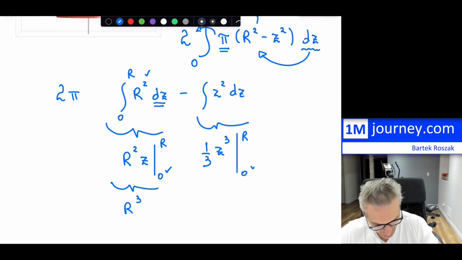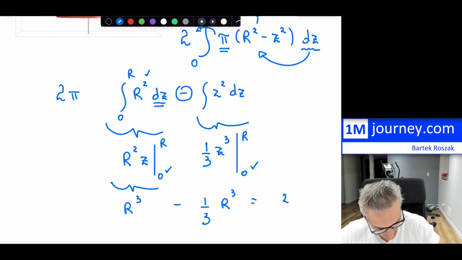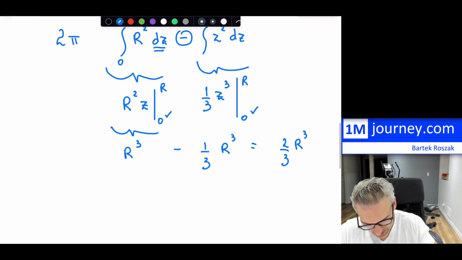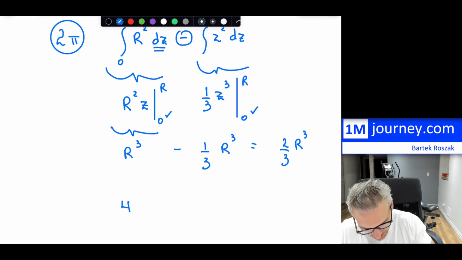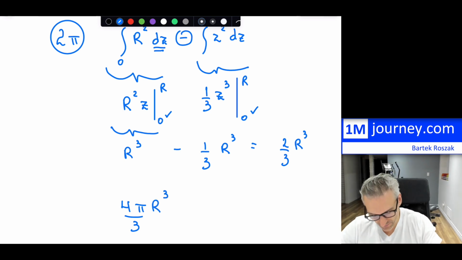So the 0 is gone. Now don't forget your minus: you're going to have r cubed minus 1/3 r cubed, so this just comes out to be 2/3 r cubed. But hold on a second, you have this 2π right in front. So 2π multiplied gives 4π divided by 3 times the radius cubed of that particular sphere. And there you have it.